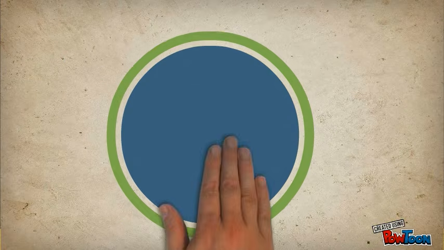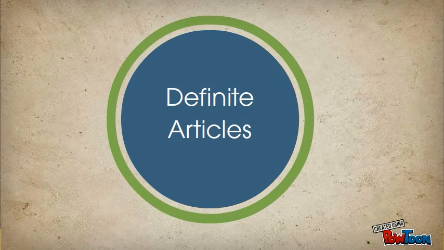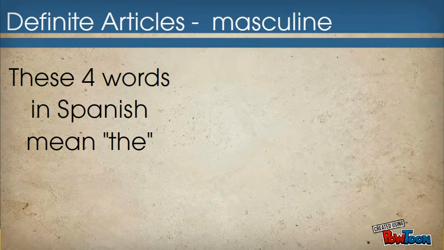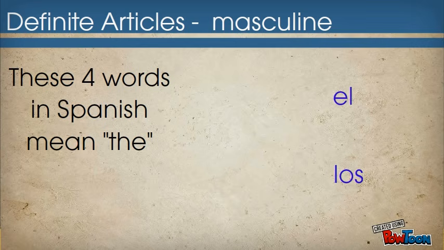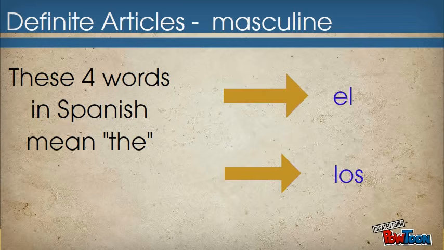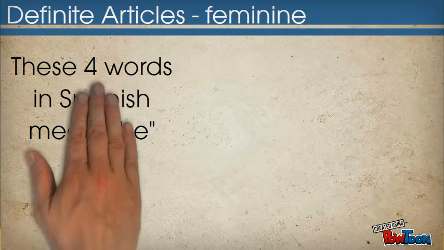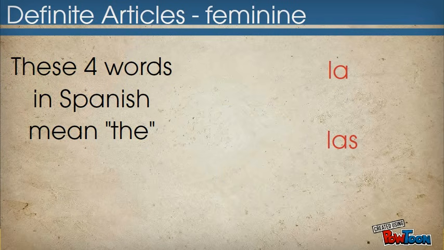Now let's learn about definite articles. Definite articles are basically a fancy phrase for identifying the four words in Spanish that mean the. We have the masculine singular version of the, which is el, and the masculine plural version, los. Next, we have the feminine singular word for the, which is la, and the feminine plural is las.